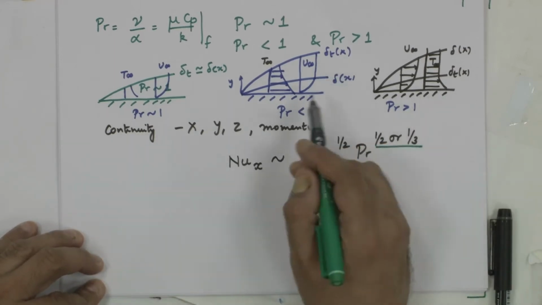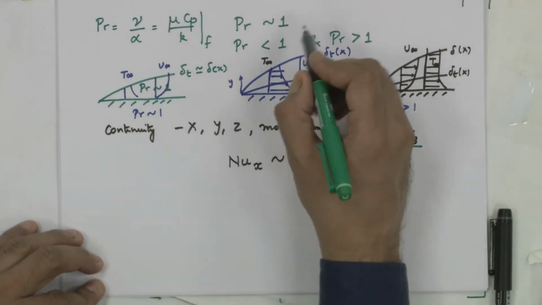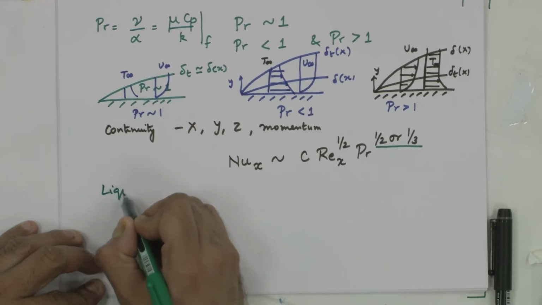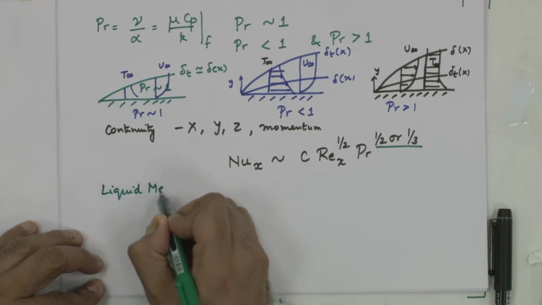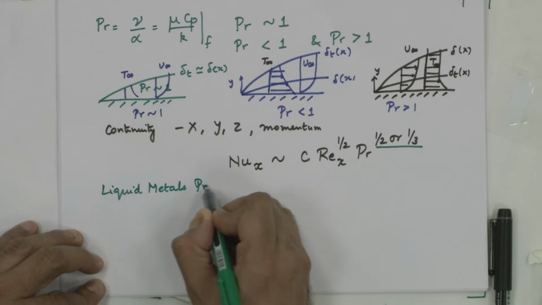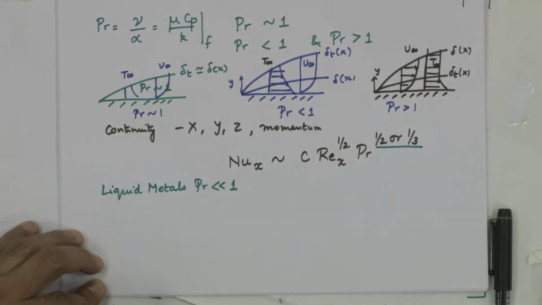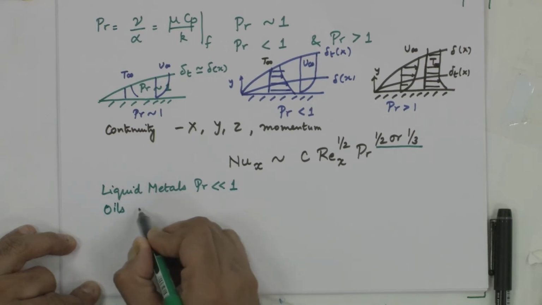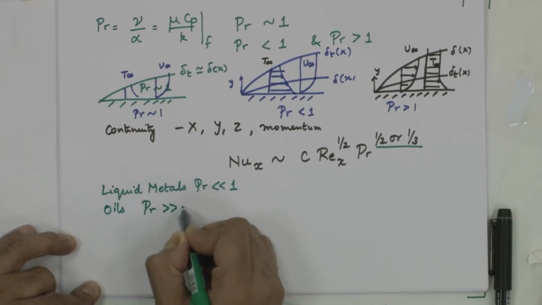What are the fluids which have this? Liquid metals are examples where you have high thermal conductivities, right? So, liquid metals have Prandtl number very much less than 1. Highly viscous fluids like oils, engine oil etc., have Pr much greater than 1.